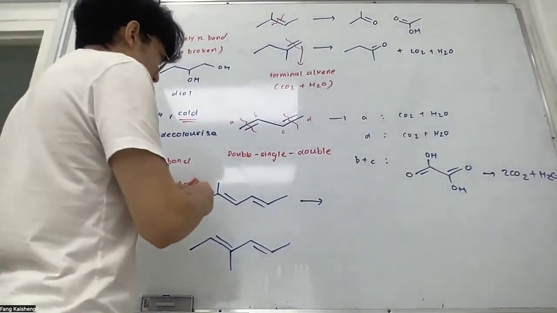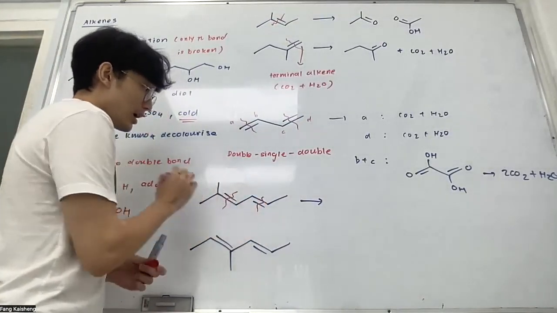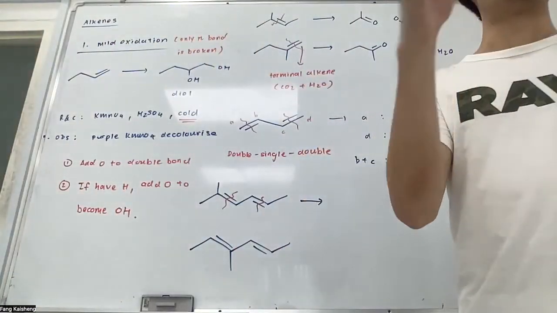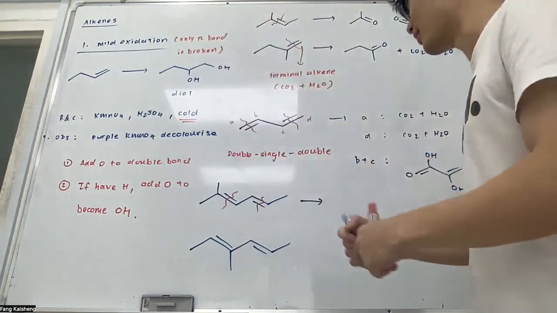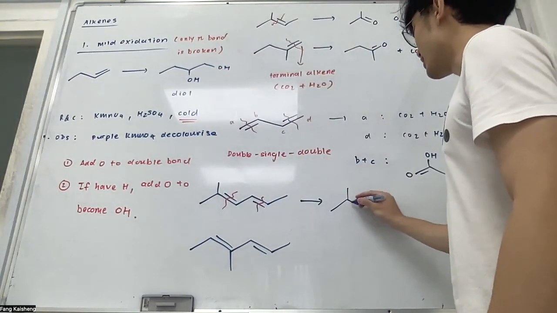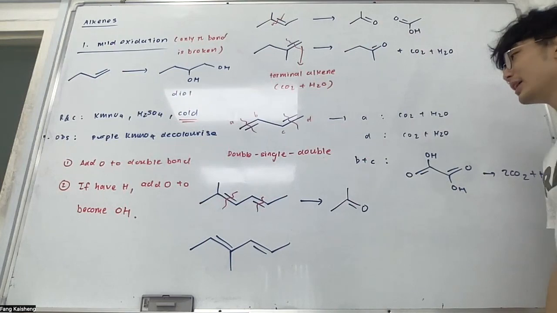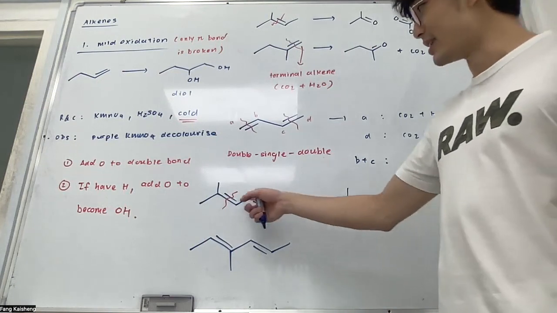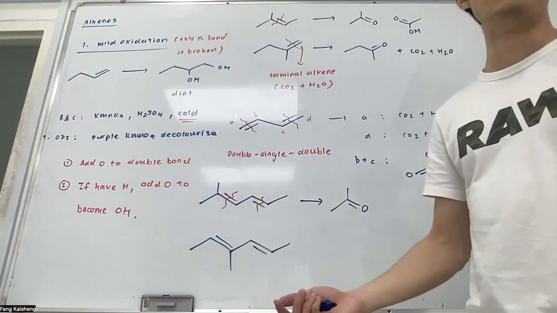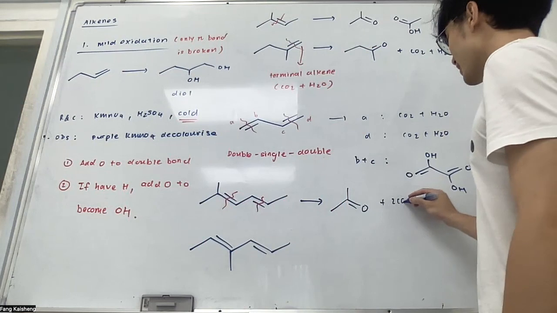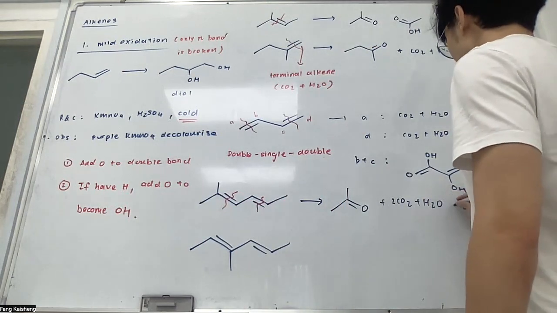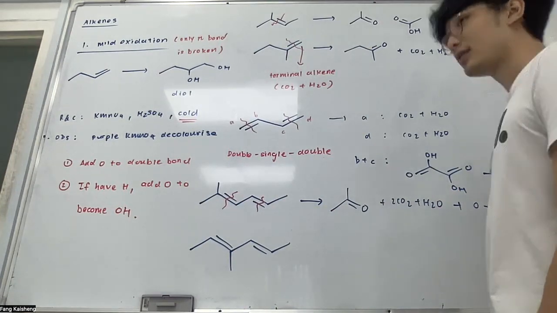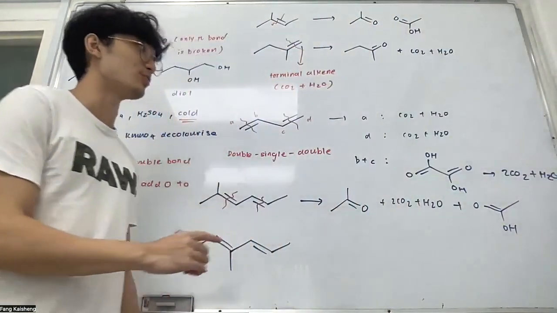Let's try this. How many products must you get in total? You cut two times, you get three. Imagine cutting in real life. So you cut this, you should get this. The first product, I go from left to right. The second product is in the middle there. Notice the pattern: double, single, double. So you're going to get two carbon dioxide and water. And then the product at the end is just this.